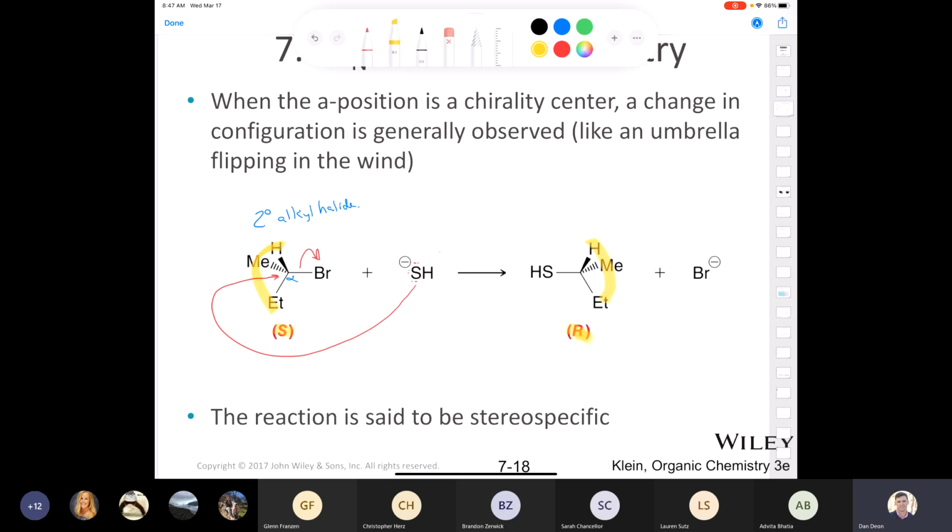The reason I want you to understand what that means, the umbrella flipping in the wind, and the reason I'm harping on this for so long, is because I have a lot of students who just want to memorize it: if it's S, it's going to be R. Well, later on, we're going to look at cases where it's not stereospecific; it's what's called stereoselective, so just having an idea of what that umbrella flip means is a good thing. Okay, thanks, Courtney. I'm glad that you find that even a little bit useful.